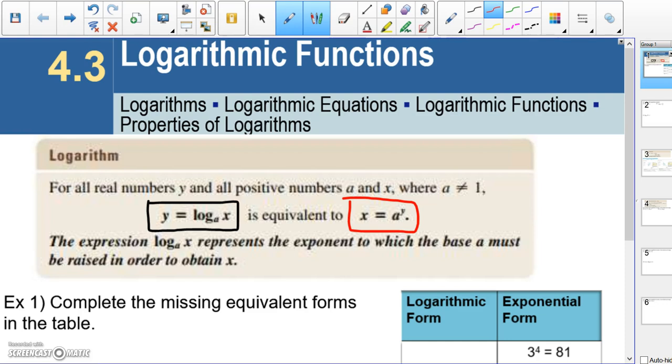Okay. So it's important to notice this first sentence says for all real numbers y and all positive numbers a and x. So in here you've got a and you've got x. Those things have to be positive numbers, and a does not equal 1. So those are just some stipulations there. But we're talking about logarithms here.